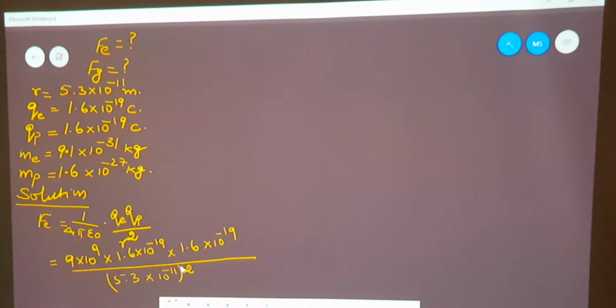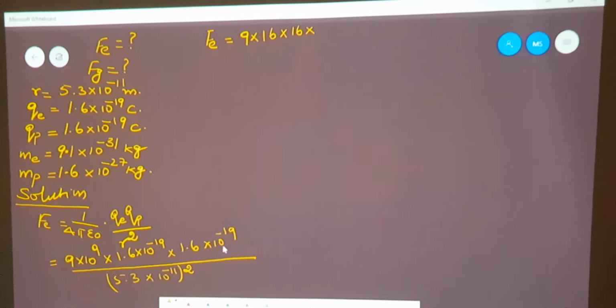Try to simplify it using logarithms. If you want, you can go for one more step. Fe equals 9 into, instead of 1.6, I can write it as 16 into 16 into. So if it is 16, this becomes 10 to the power of minus 20.